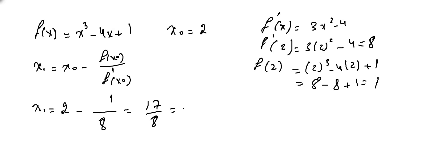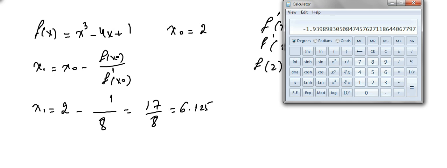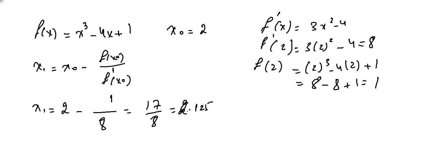The answer will be 16 minus 1, 17 divided by 8. Let's make sure. The answer is equal to 2 point, why 6? I don't know. 16 divided by 8 is 2. I don't know why I put 6, maybe because I thought of 16. So it's 2.125.